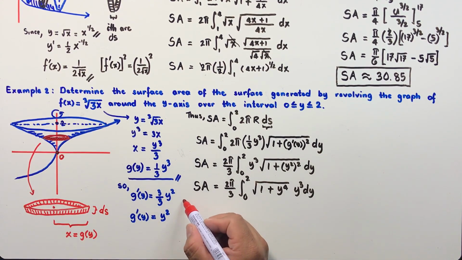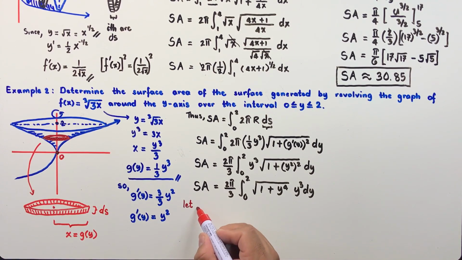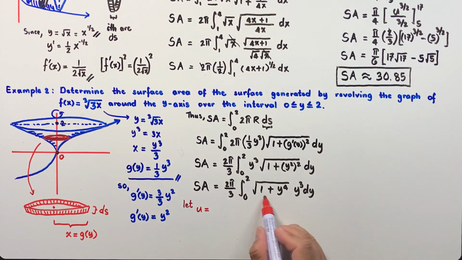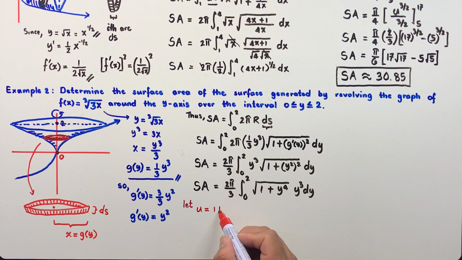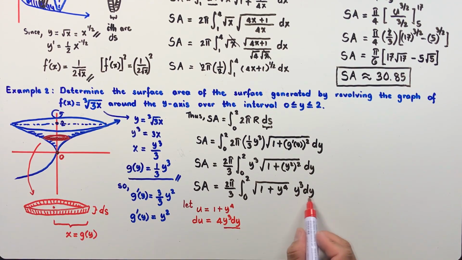And using integration by substitution, we can use this radicand as our u. So u is equal to 1 plus y to the 4th. And solving for the differential of u, we have 4y cubed dy. But we don't have the 4 here, only y cubed dy here. So we need to remove the 4 by dividing both sides of the equation by 4. So this expression y cubed dy is equal to du over 4.